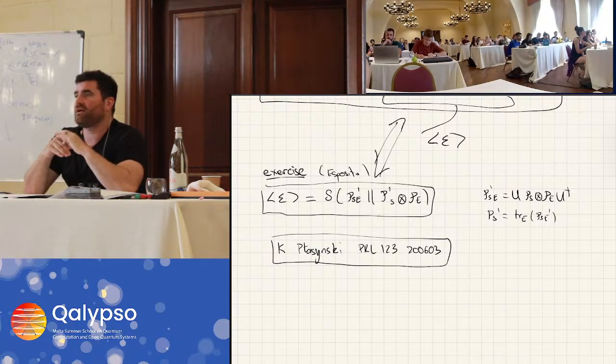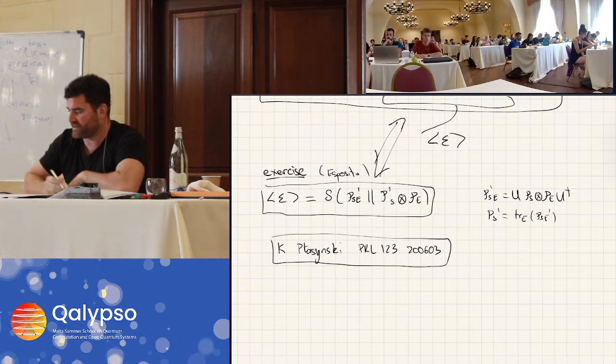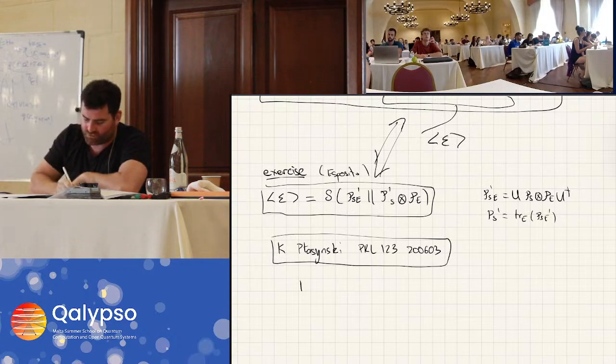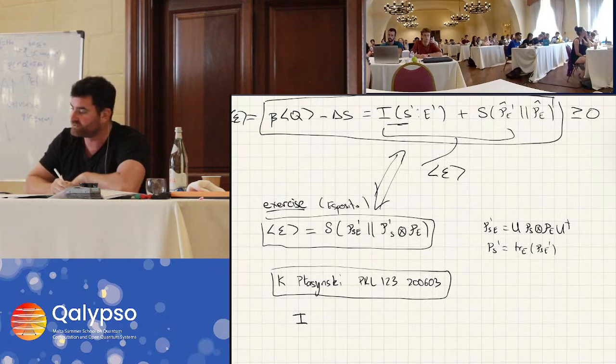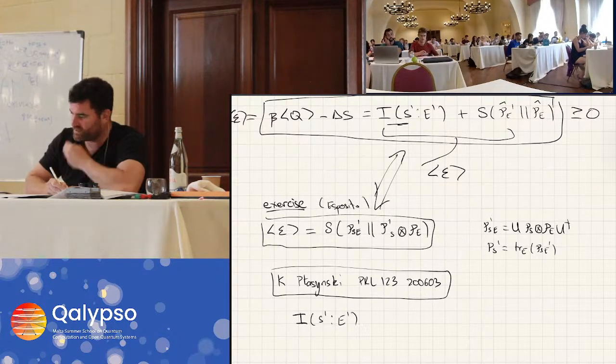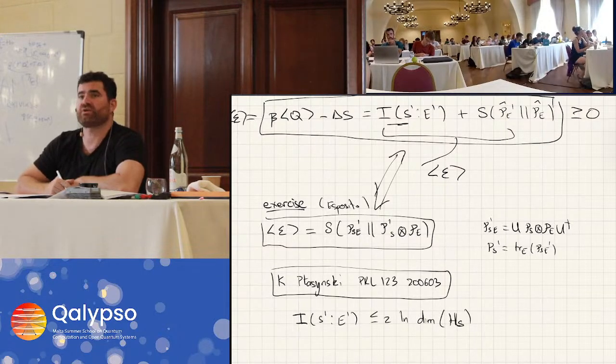They used a result which is a corollary of the Araki-Lieb theorem, which I don't want to get into. But anyway, what did they show in this paper? They showed that the mutual information term, this term here, is bounded from above. They show that it's bounded by twice the log of the dimension of H_S. That's very interesting to me.